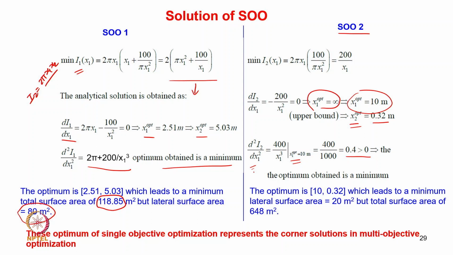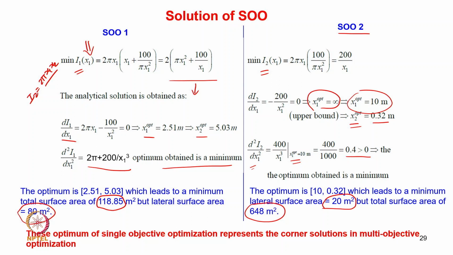Now I can use this optimum solution in this objective function, and I can calculate the objective value. So the objective value of the lateral surface area comes around 20 meter square. And if I put this x1 and x2 in the original I1, I can calculate the total surface area, and that total surface area comes around 648 meter square.